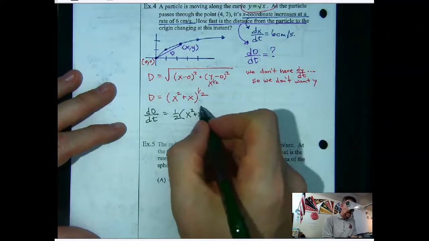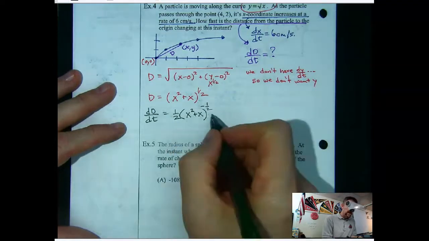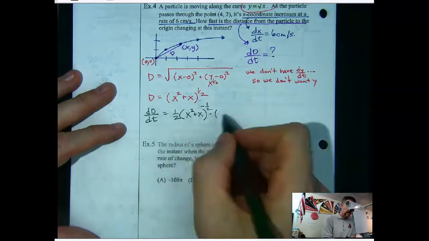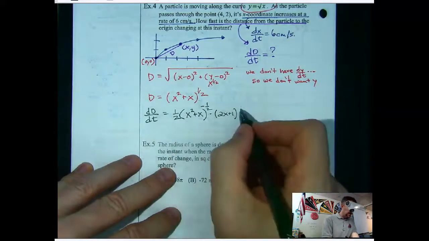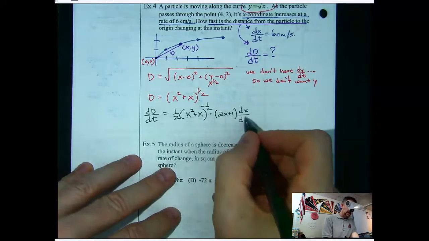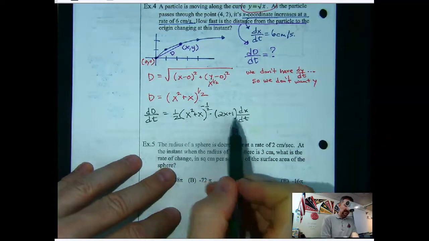And I'd like to stop talking because I'm thinking you're paused, so you're not listening to me, but you unpaused and now you are. So that's going to be negative 1/2, and then this is the chain rule, derivative of the inside. So that's going to be 2x plus 1, and we need to have a dx/dt right there because we took a derivative with respect to x.